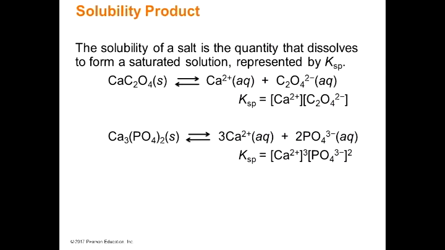Solubility works similarly. And you'll know it's soluble because it'll say aq. And if it's soluble, that means it's either a strong electrolyte or a weak electrolyte. And typically, if it's from group 1 and group 2, it's a strong electrolyte. Solubility of a salt is the quantity that dissolves to form a saturated solution, represented as Ksp.